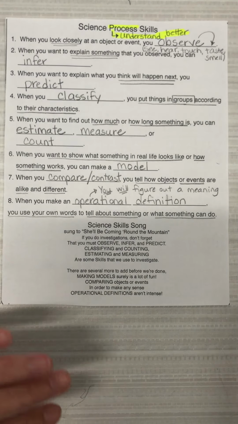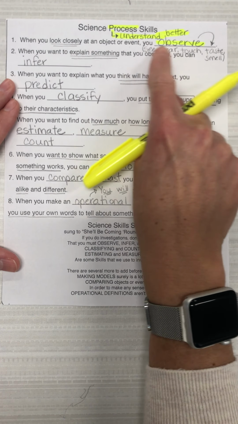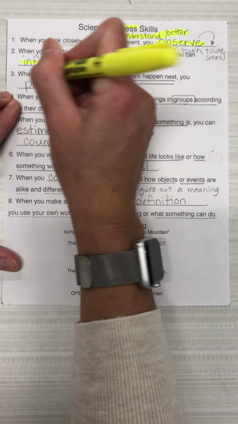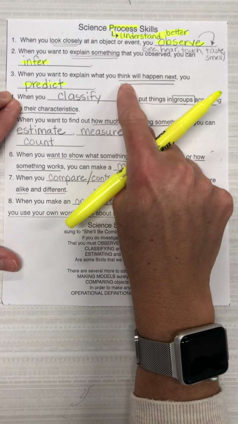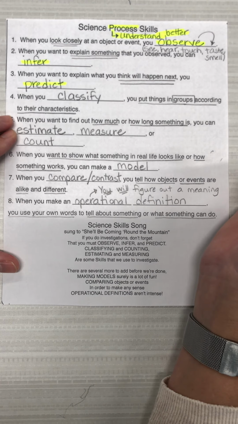So the process skills that scientists use, that you are responsible for being pretty comfy cozy and knowing, are: scientists might observe, and that means you're using your 5 senses to conduct part of your investigation. Scientists will do what's called inferring, and that means when you want to explain something you observed. Scientists will predict, and that's where you tell what you think will happen next. That's kind of like your hypothesis.